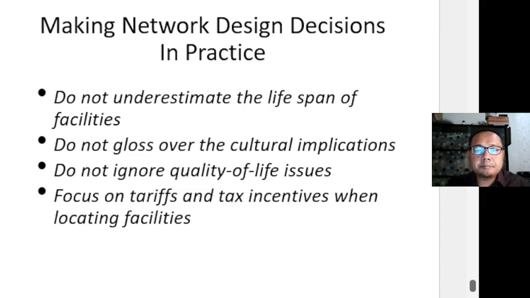And then managers also must focus on tariff and tax incentives when locating facilities. Managers making facility location decisions should consider tariff and tax incentives carefully. When considering international locations, it is astounding how often tax incentives drive the choice of location, often overcoming all of the other cost factors combined.